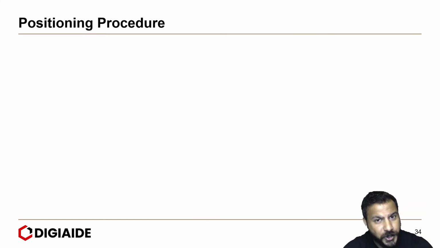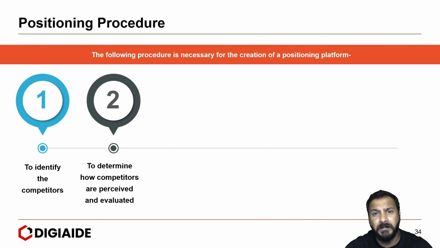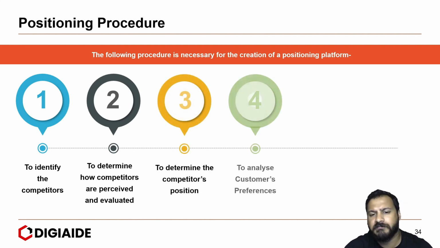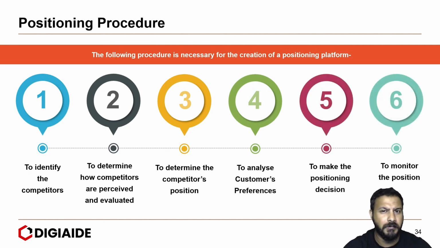Next comes the positioning procedure. Well, it entails the following steps. First, identify your competitors. Next, determine how competitors are perceived and evaluated by your customers. Then determine the competitor's position. Then analyze customers' preferences, make your positioning decision, and finally, monitor the position.